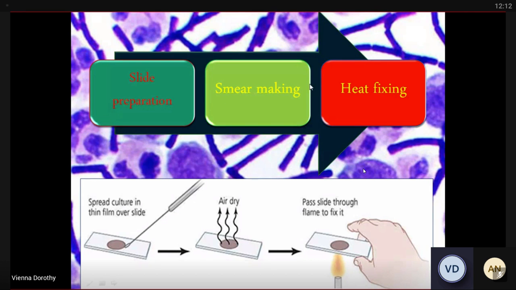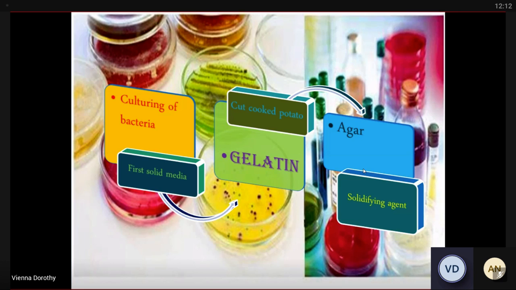So what did he do? This is one of the techniques used in the microbiology lab, that is slide preparation, which includes smear preparation, heat fixing, and adding of color, the use of aniline dyes. That is what he had done.